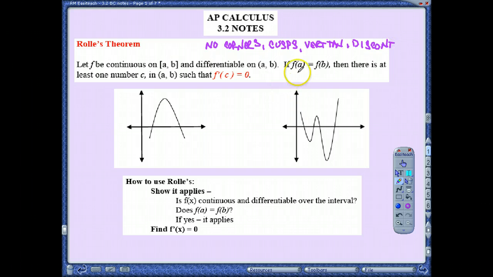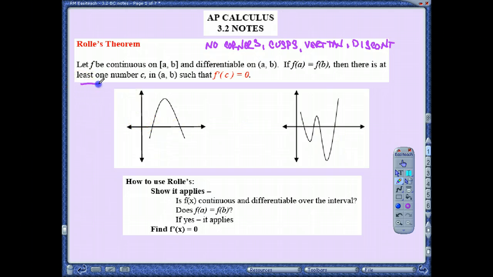Second part of Rolle's, the y coordinate of your first endpoint has to equal the y coordinate of your second endpoint. So f of a has to equal f of b. If that's true, then there's at least one value between a and b such that your derivative is equal to 0. Okay, and here are some examples.